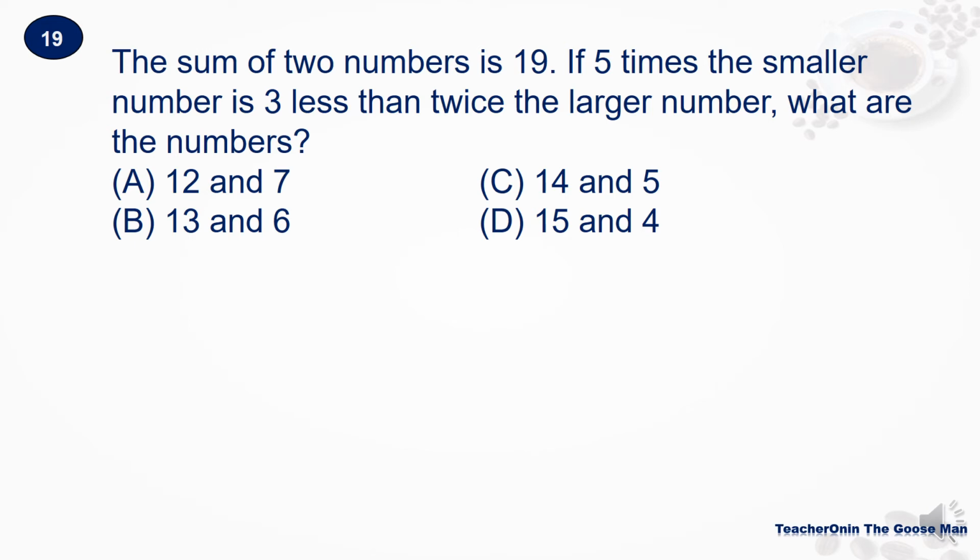Let's analyze this algebraic problem. The sum of two numbers is 19. If 5 times the larger number is 3 less than twice the larger number, what are the numbers?